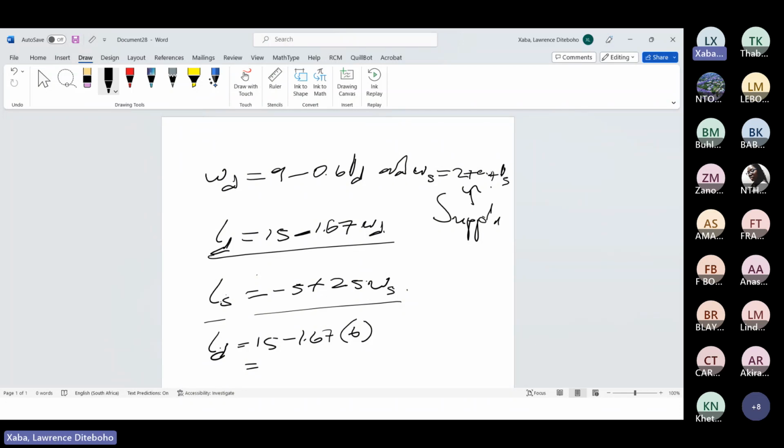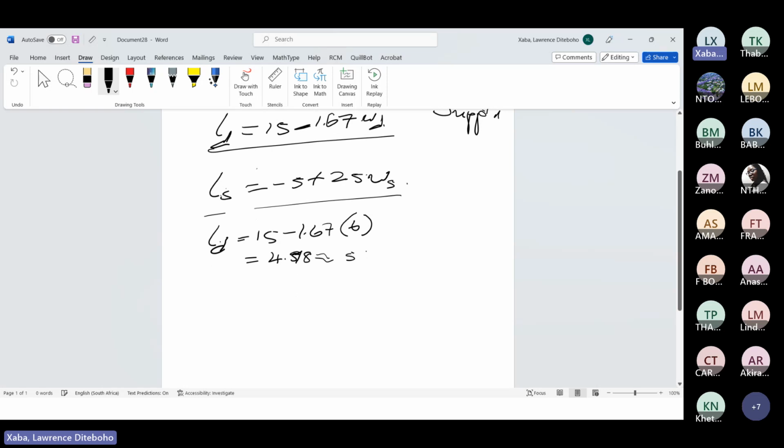Then we calculate 15 minus 1.67, open brackets, so we have 4.98, which is somehow equivalent to 5. Then we look at the second equation, we do a similar thing like we did when we were doing the price ceiling.